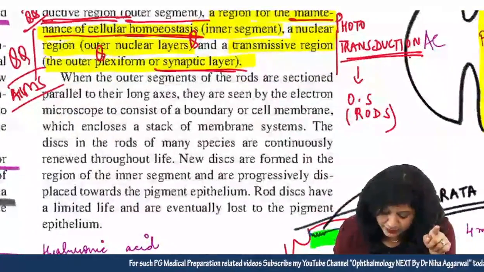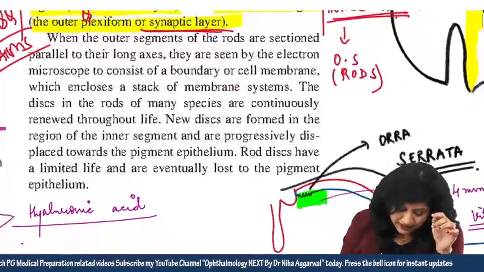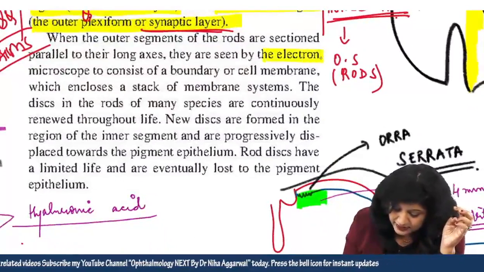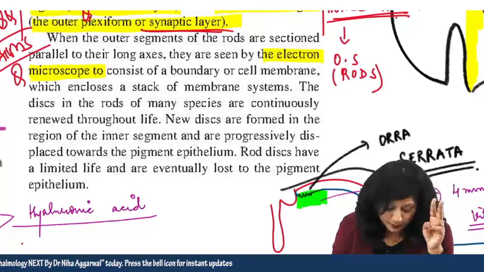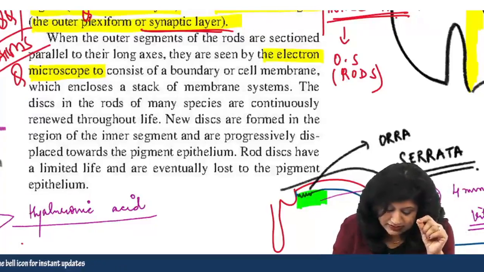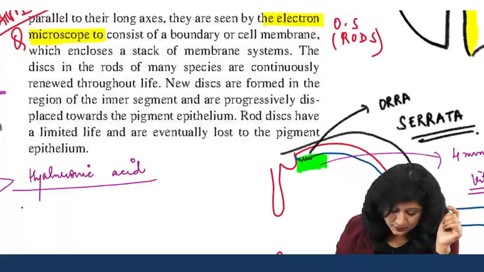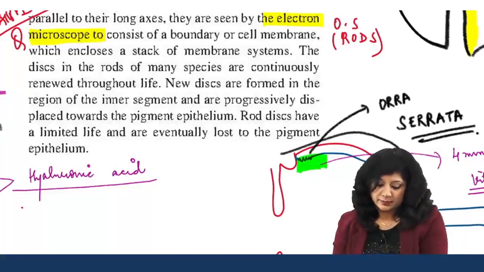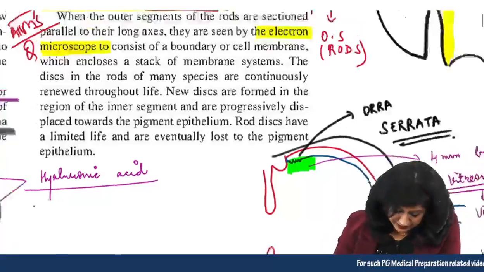Now when the outer segments of the rods are sectioned parallel to their long axis, they are seen by electron microscopy. Another important thing is which microscope will be used to see them? It is the electron microscope. They consist of a boundary or cell membrane which encloses a stack of membrane systems. The discs in the rods of many species are continuously renewed. New discs are formed in the region of the inner segment, and they are progressively displaced towards the pigment epithelium. Rod discs have a limited life and eventually they are lost. So this is nothing significant.